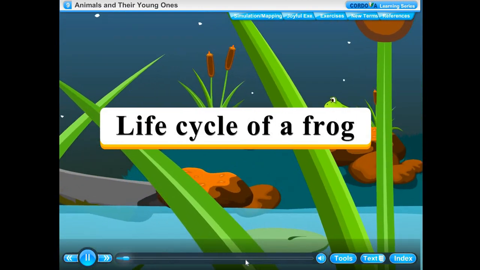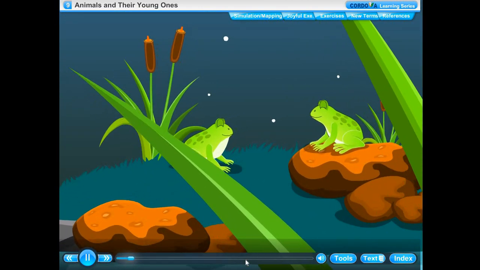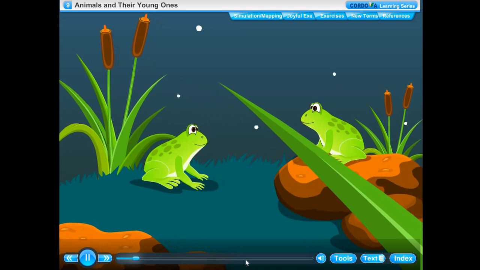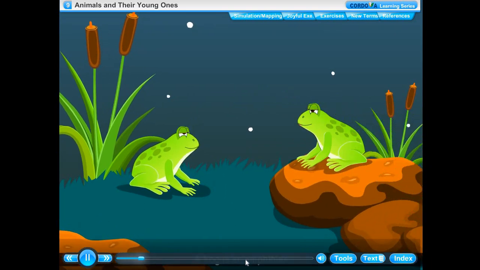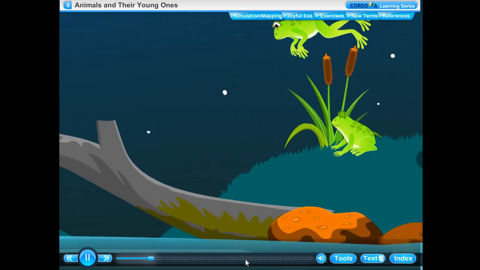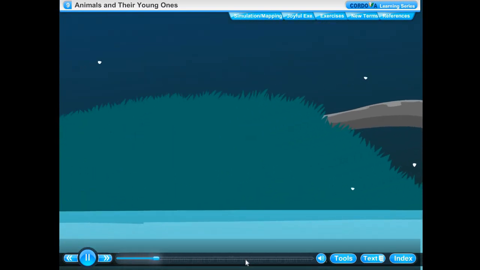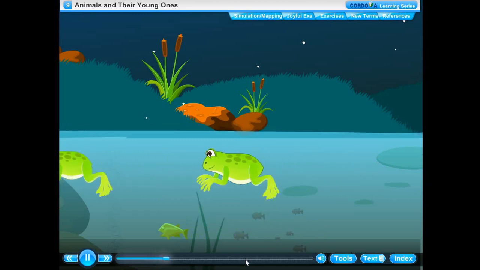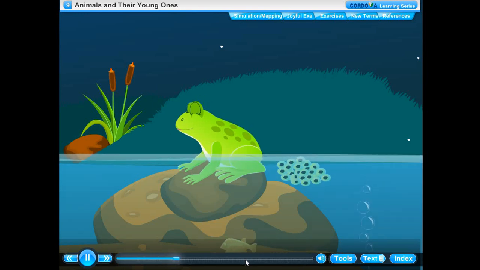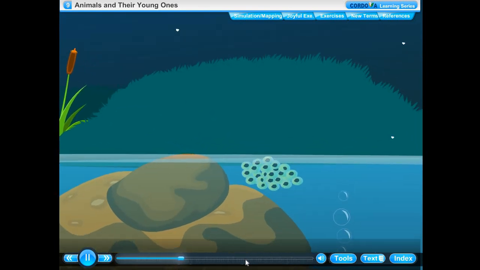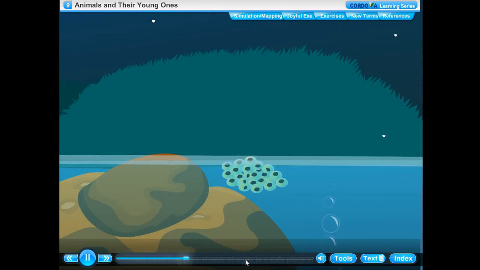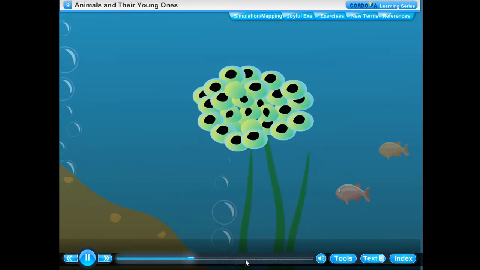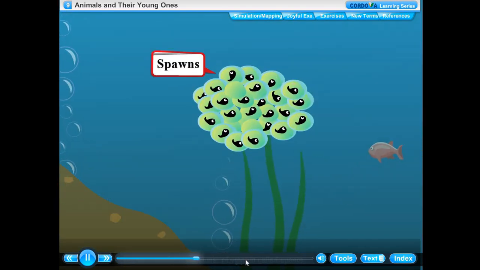Life cycle of a frog. A frog is an amphibian. It spends part of its life in water and part on land. It has legs to move on land and webbed feet to swim in water. An adult frog lays a cluster of eggs in a safe place in the water. The cluster of eggs is called spawn.